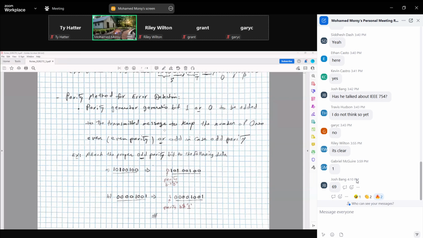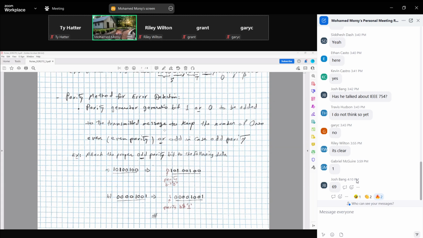And send the message. On the receiver side, assume the message received has an even number of ones, and the protocol is odd. So this means the message is not correct. There is an error. So the receiver asks the transmitter to retransmit the message because there is an error. So this is for error detection, but not for error correction.